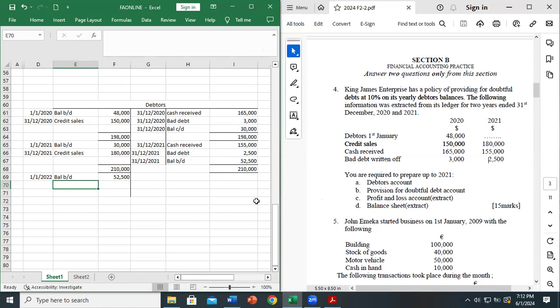Okay, so we have 1 minute for this session to end. When it does, we would reconnect after 10 minutes, and then this time we'll solve the provision for doubtful debt account and look at the profit and loss extract and balance sheet extract. So join me after 10 minutes so that we move on.